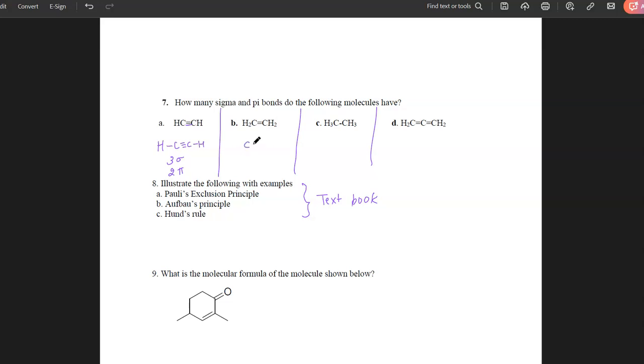The way this should be drawn is carbon, and now we put bonds to the hydrogen atoms. You can see here again 1, 2, 3, 4, 5. So 5 sigma and 1 pi. This molecule has no pi bonds, all sigma bonds. But how many? We have 1, 2, 3, 4, 5, 6, 7. So 7 sigma.